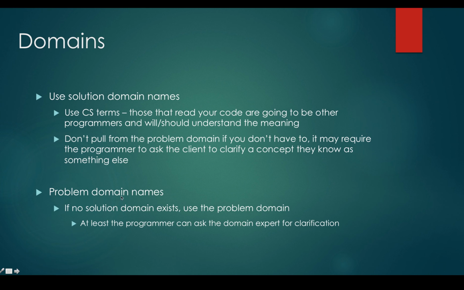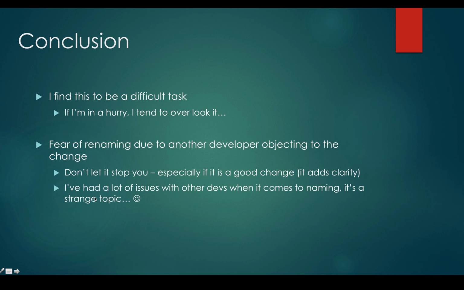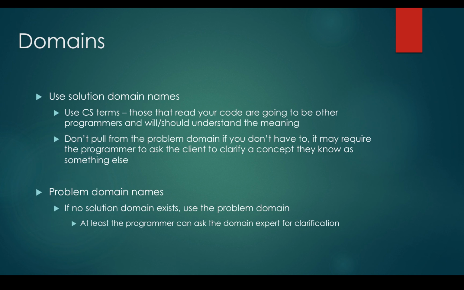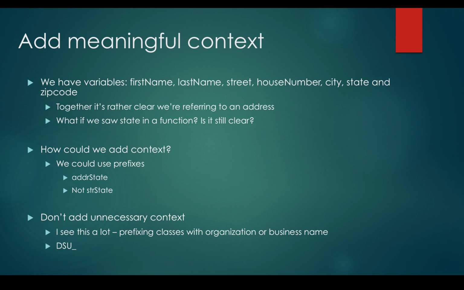We can use the problem domain though if the solution domain doesn't exist. So if we don't have a choice because there's really no base terminology that we can pull from, then use the problem domain. And what that at least provides us is, if we encounter a naming style or convention or concept we just don't understand, we can at least go to that domain expert for clarification. We still have someone to fall back on to help us understand how it's being used in this system. We can add meaningful context.